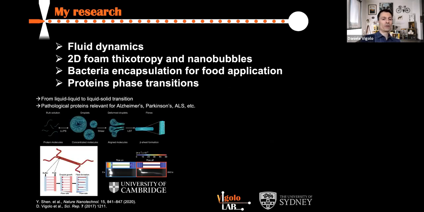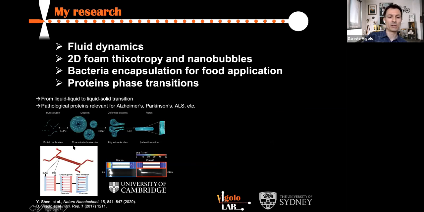We also had a very interesting set of experimental results with proteins. This, for example, is a very interesting collaboration with the University of Cambridge, where they are interested in studying protein phase transitions, both liquid-liquid and liquid to solid. These proteins are typically pathological proteins related to neurodegenerative diseases.